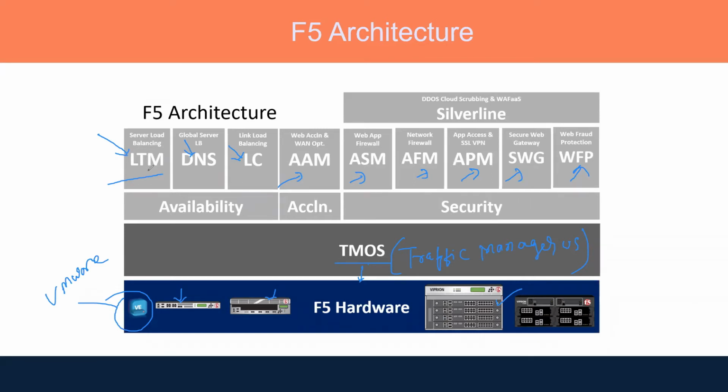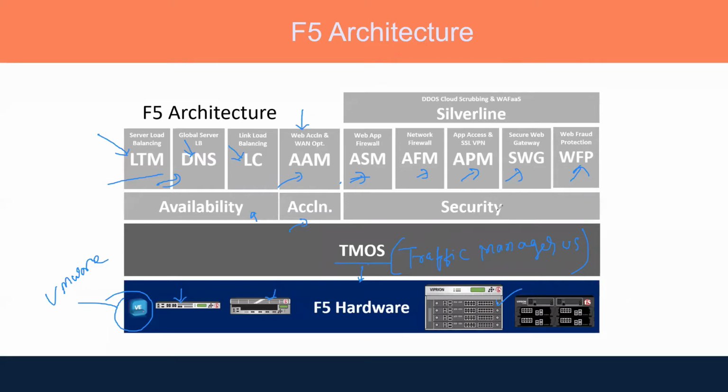Later, after learning LTM, you can go and learn DNS. You can go and learn ASM, which is a security module. So basically, you would see that the modules are divided into three categories. One is availability: LTM, DNS, and link controller. These modules offer availability. Another is acceleration. AM offers acceleration, for web acceleration or WAN optimization.